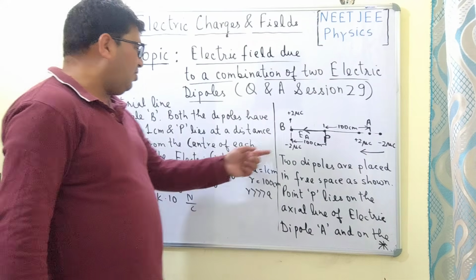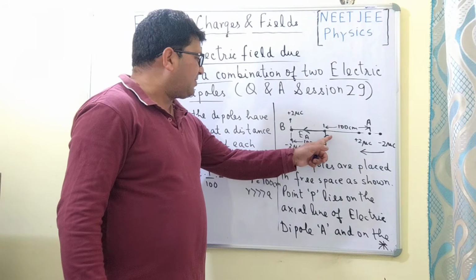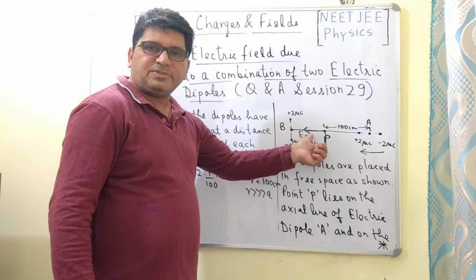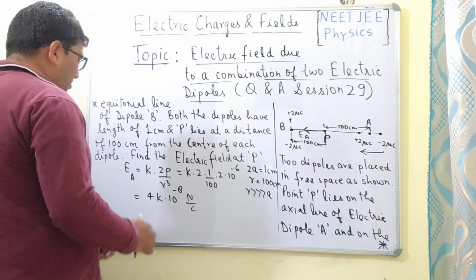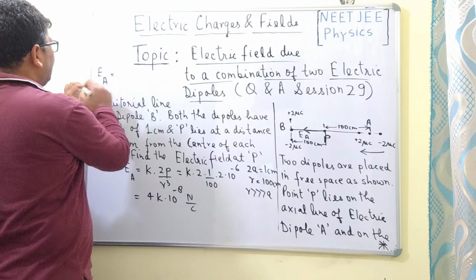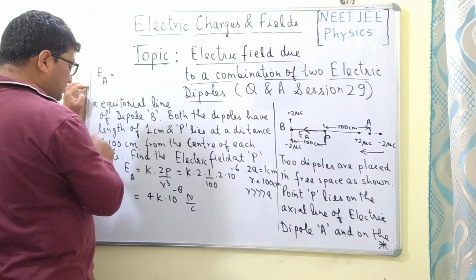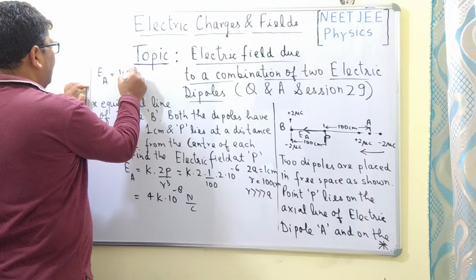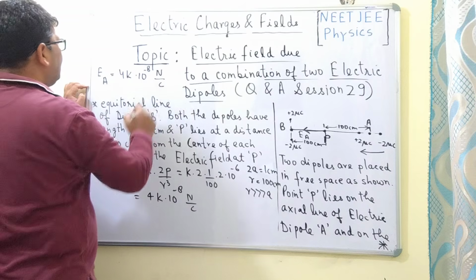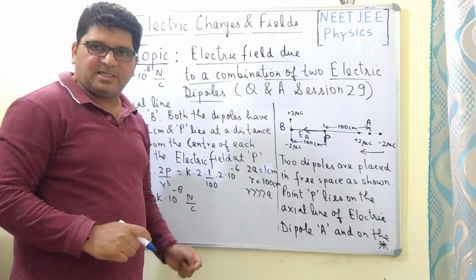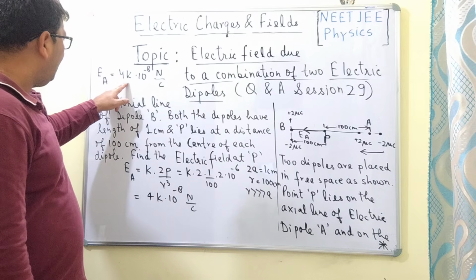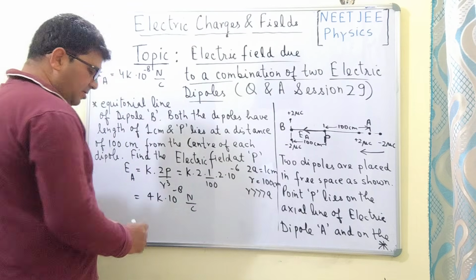The direction of the intensity of electric field at point P due to this dipole will be as given by this arrow. So I am writing it here, EA, the intensity of the electric field due to dipole A, is equal to 4K into 10 to the power minus 8 Newton per Coulomb, where K is equal to 9 into 10 to the power 9. Its numerical value is 9 into 10 to the power 9, and we will be substituting this value later on.